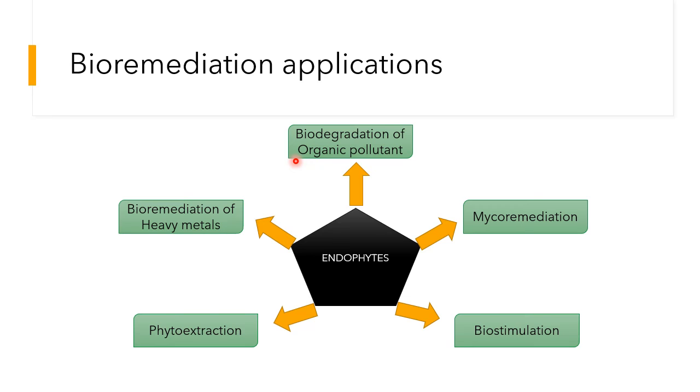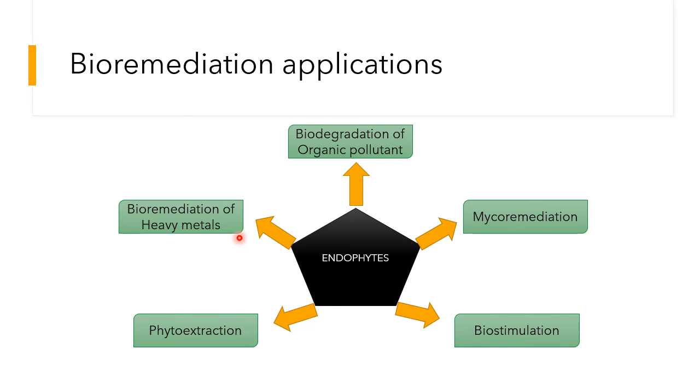So first is degradation of organic pollutants. Endophytes can degrade organic pollutants such as polycyclic aromatic hydrocarbons, which are PAH, then polychlorinated biphenyls and petroleum hydrocarbons. For example, some endophytic fungi isolated from plants have been found to degrade these PAH and other organic pollutants.